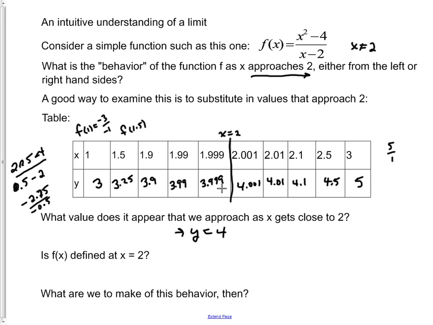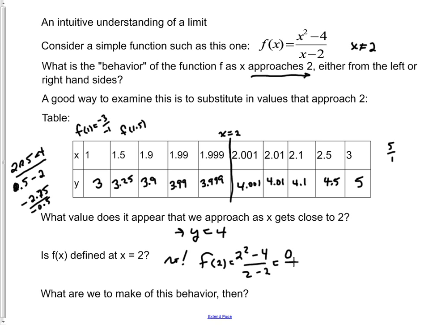We have no assurance what's going to happen between 1.99 and 2.001. We could get more and more numbers, but even as close as we get, we never quite get to 2. Nonetheless, it looks like this is a well-behaved function. f of x is not defined at 2, because if we were to substitute in 2 into our function, f of 2 is going to give us 2 squared minus 4 divided by 2 minus 2. That's 0 over 0.